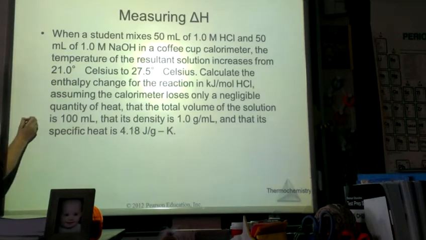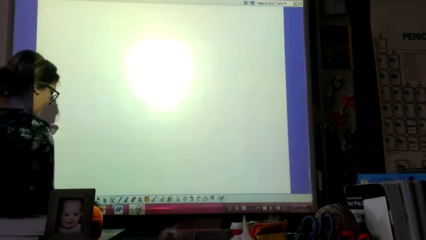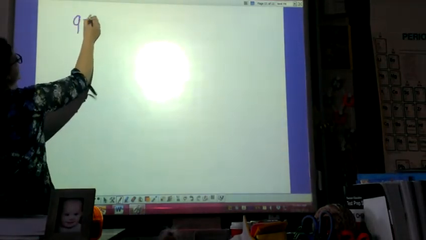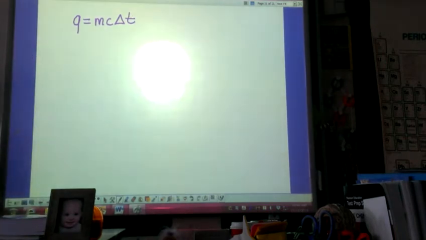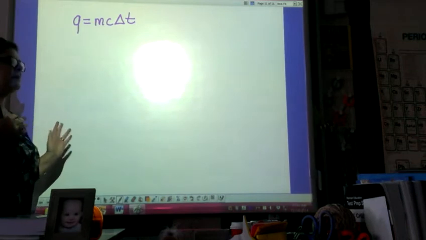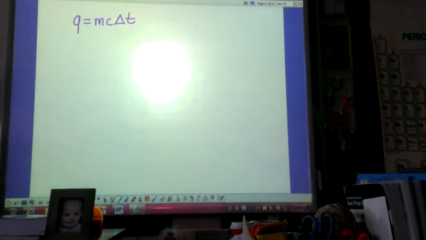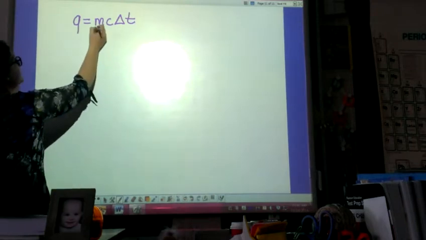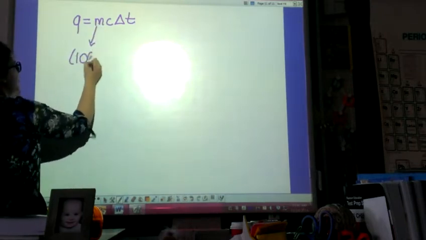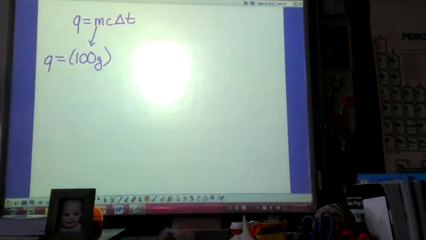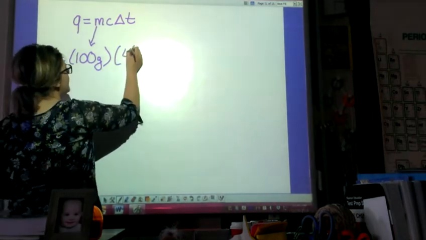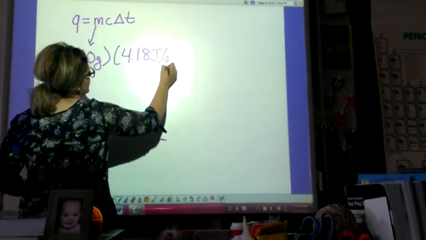Okay, so of course, for calorimetry, I automatically want you to always go to Q equals m c delta T. Now mass for this, we had 50 mL of HCl, we had 50 mL of NaOH. Since the density is 1 gram per mL, my total mass would just be 100 grams. So mass here would be 100 grams. They also gave me the specific heat, and that's 4.18 joules per gram Kelvin.